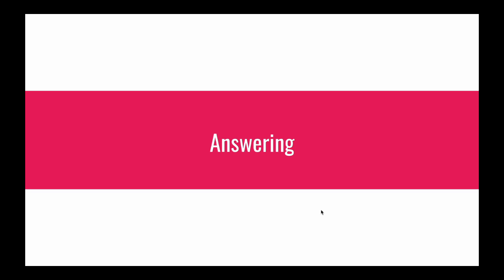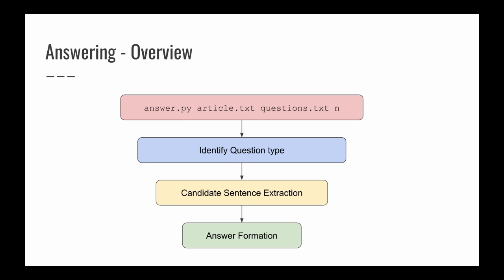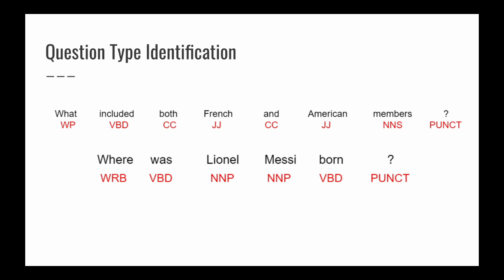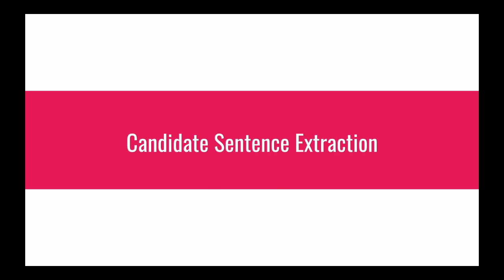Now, coming to the answering system, we employ a traditional rule-based system, which is a hybrid system that consists of using dependency parsing as well as POS tags. The brief overview is that we first identify the question type, then we extract the candidate sentences, and if possible, we extract a concise answer from it. Question type identification is quite simply done with the help of POS tags. For example, what questions have WP tags and where questions have WRB tags, and similarly, the question type is identified.